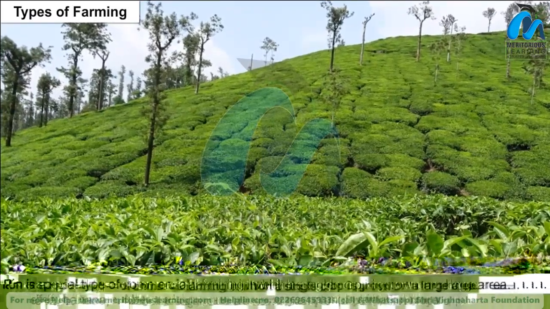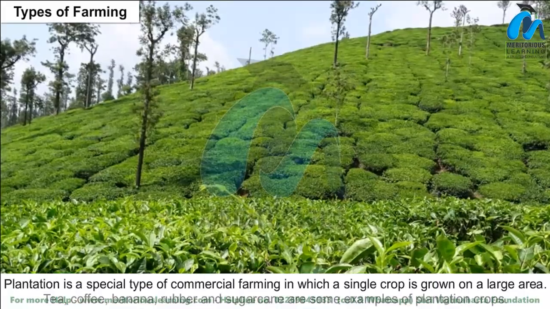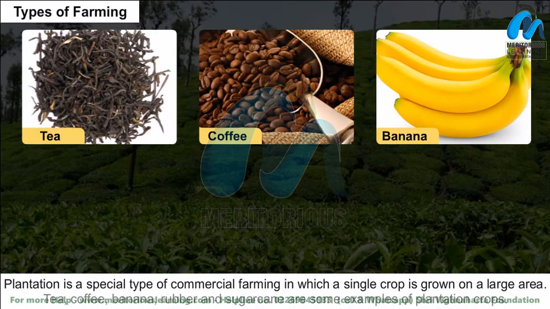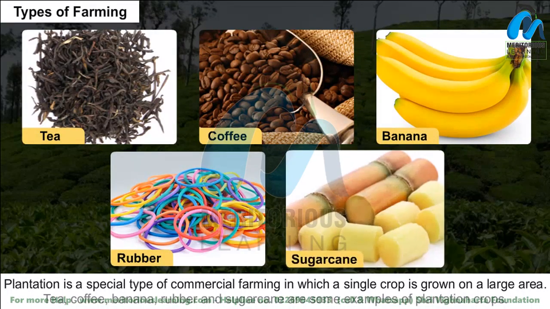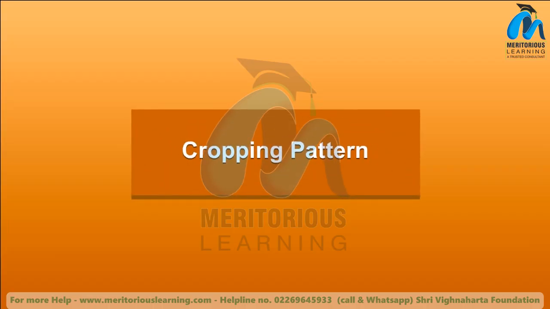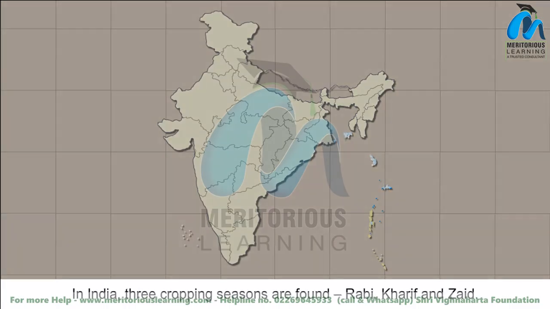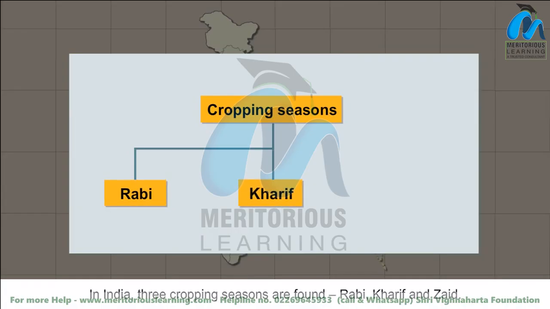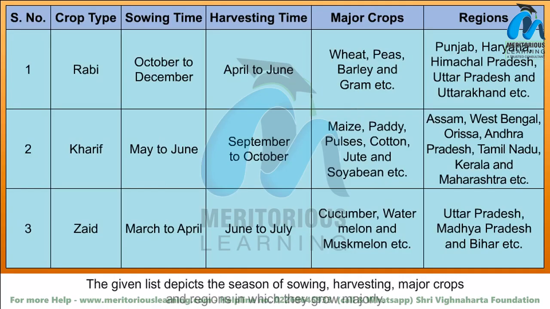Plantation is a special type of commercial farming in which a single crop is grown on a large area. Tea, coffee, banana, rubber and sugarcane are some examples of plantation crops. Cropping pattern. In India, 3 cropping seasons are found: Rabi, Kharif and Zaid. This given list depicts the season of sowing, harvesting, major crops and regions in which they grow majorly.